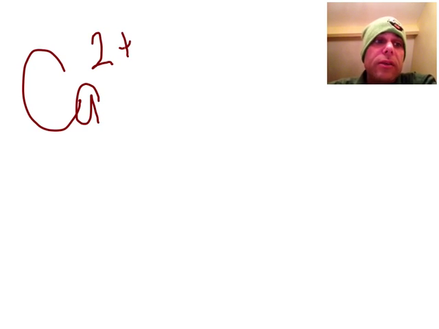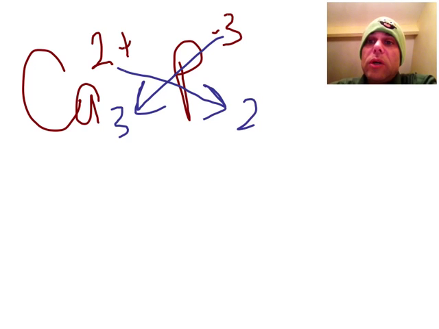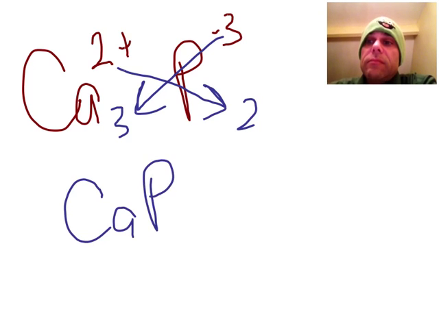Okay. Now let's get a tiny bit more complicated. Alright, let's do calcium, a 2+, and let's choose one that has a -3. Okay, here we go. Do the crisscross. And we have our formula, a 3-to-2 ratio.